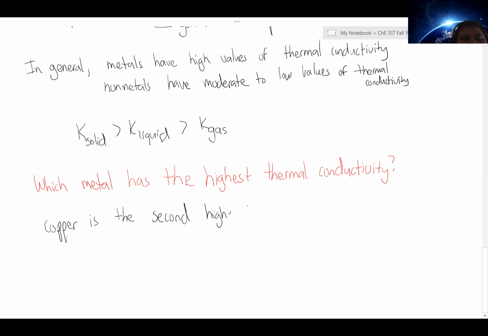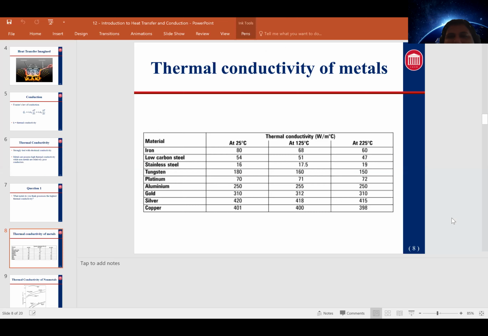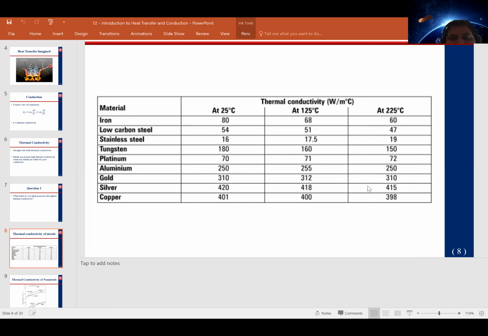And to the credit, copper's a very, very close second. If we see here in the slides I've prepared, you can see a list of metals and their thermal conductivity. Just looking at 25 degrees Celsius, copper has a thermal conductivity of approximately 401 watts per meter Kelvin, and silver ekes out a little bit at 420.